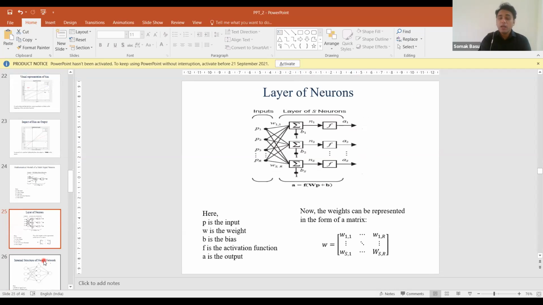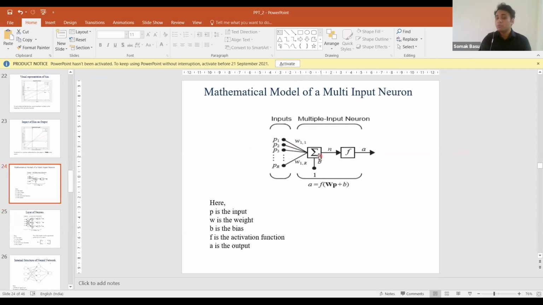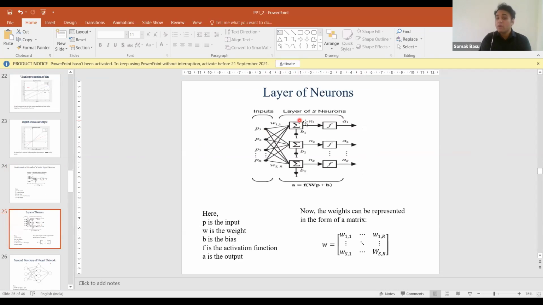Now in this case, it was multiple inputs to a single neuron, but you can have multiple neurons as well. This is one neuron, this is one neuron, this is one neuron.